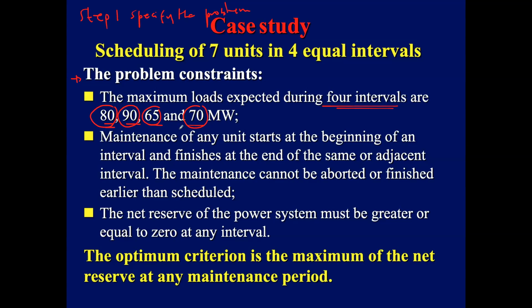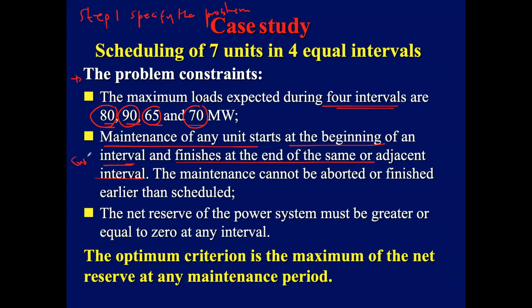So the key constraint here is that maintenance of any unit starts at the beginning of an interval and finishes at the end of the same or adjacent interval. In other words, once you begin maintenance, it either stops in that interval or can overlap into the next interval, but there's no unit that can be maintained over 3 intervals. Each unit's maximum maintenance time is 2 intervals.